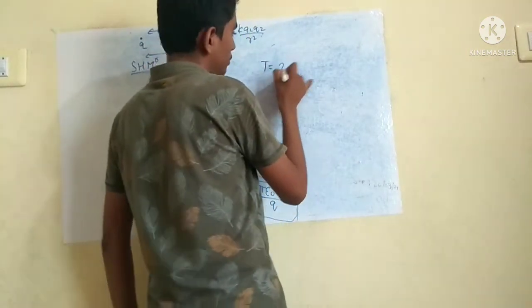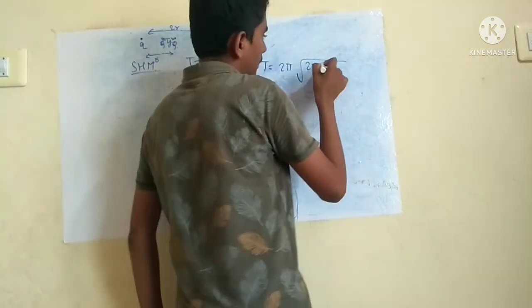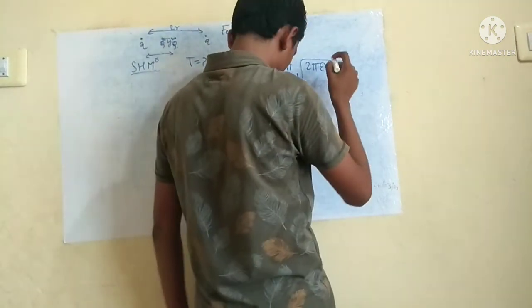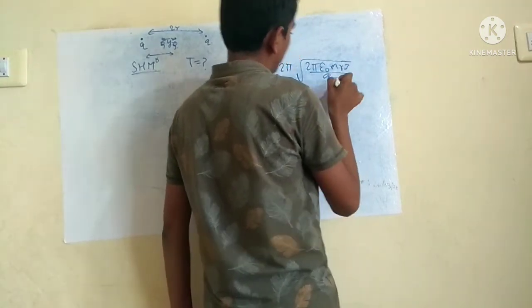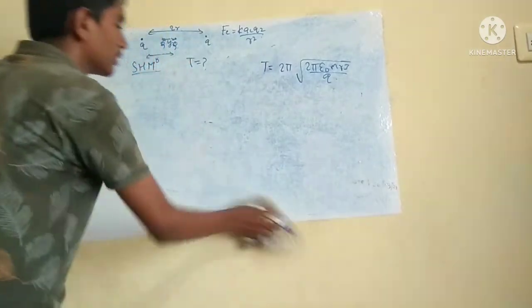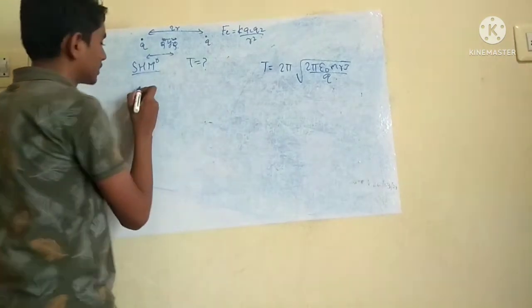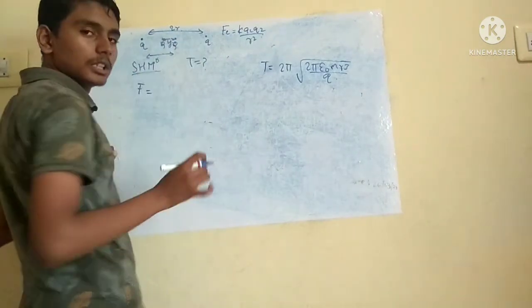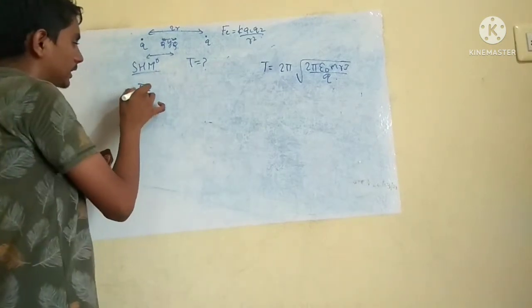Time period is equal to 2π into root of π epsilon naught into m r cube by q. Okay, remember this. Now we will calculate the time period in this case. Here also the same resultant force. Now when it is displaced up to y distance, you calculate the resultant force on it.